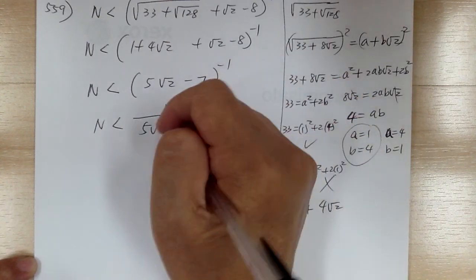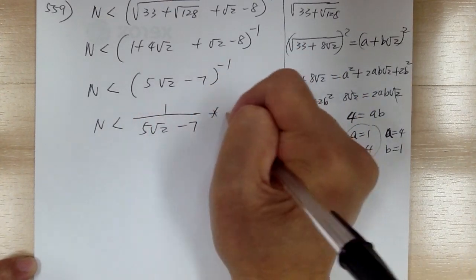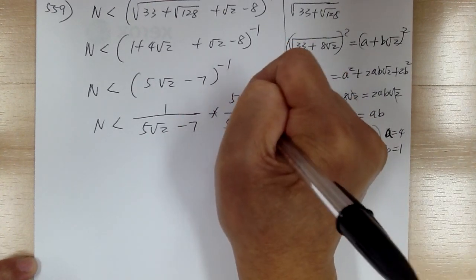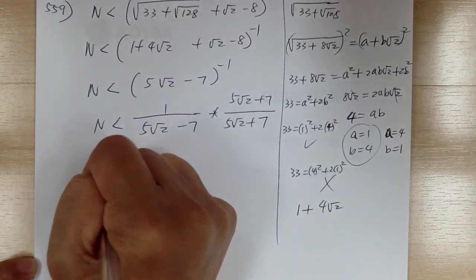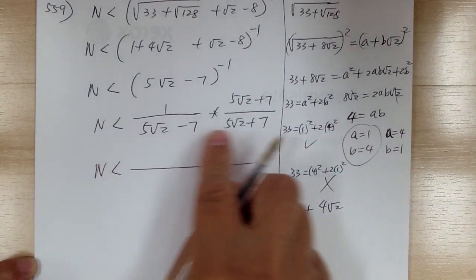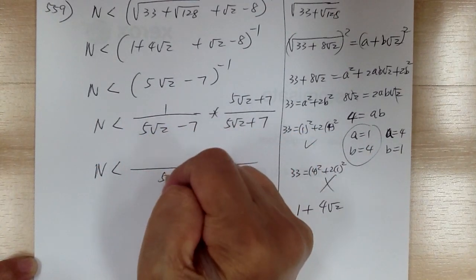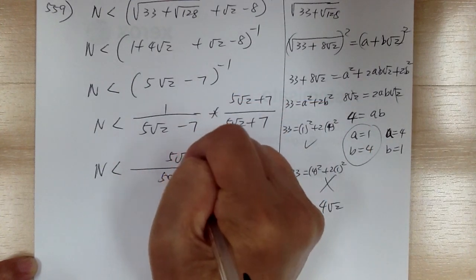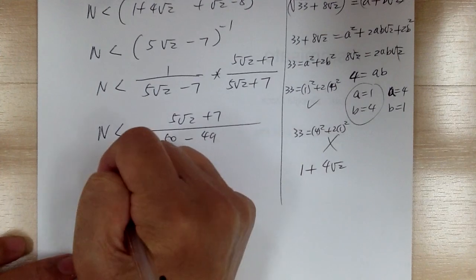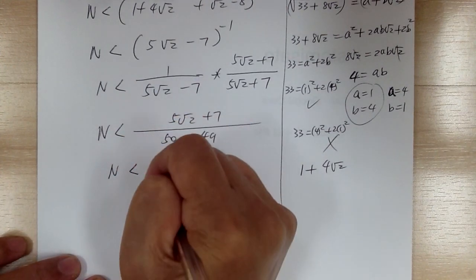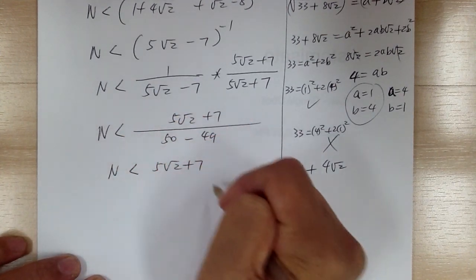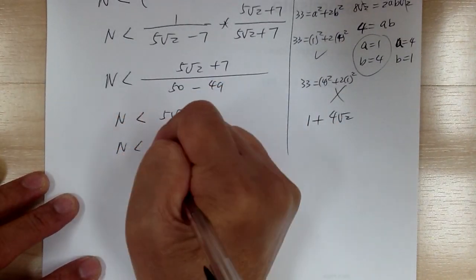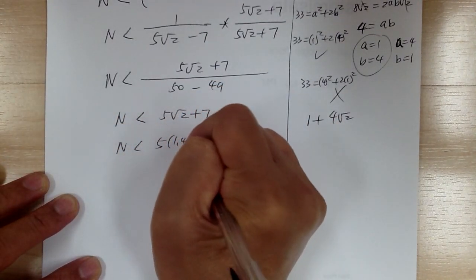And to simplify, go and multiply by the conjugate. So n had to be less than, and when you multiply this together, you get 50 minus 49. On the top, you get 5 square root of 2 plus 7. So n had to be less than 5 square root of 2 plus 7. The square root of 2 is about 1.4, so it's about 1.41 something.